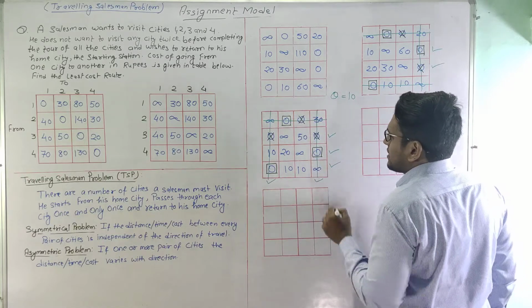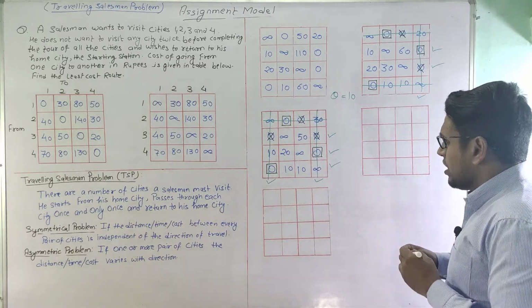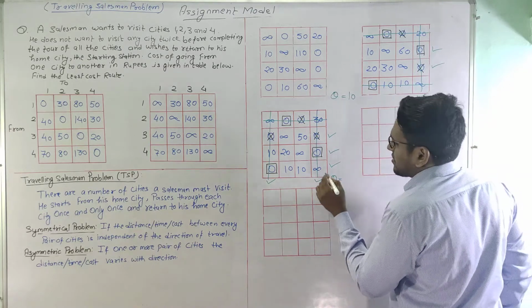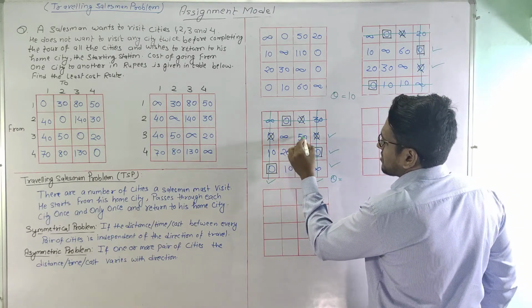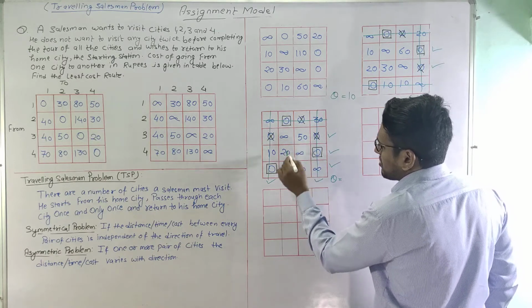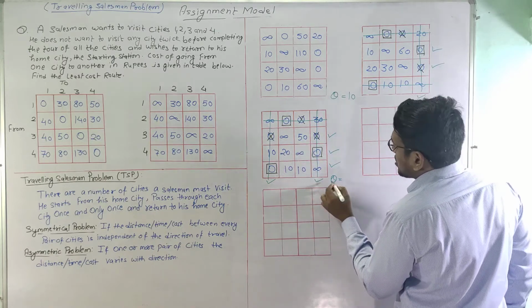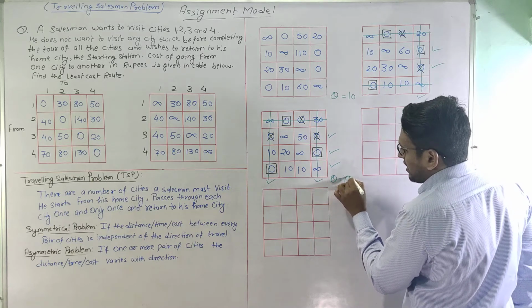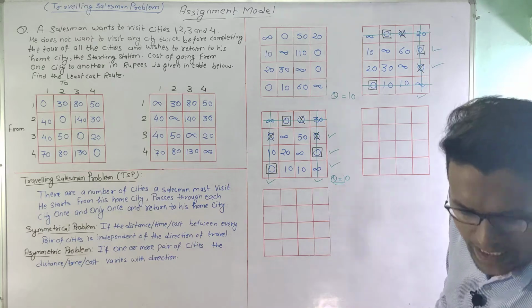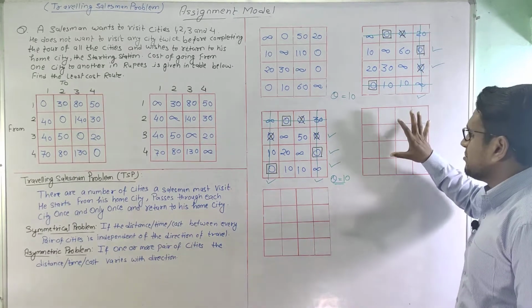So we can see that now again we need to select the value of theta, which is the minimum value among the cells where no lines are passing. So we can see that among these cells the minimum value is 10. So the value of theta is again equal to 10. Now we need to create the new assignment matrix.